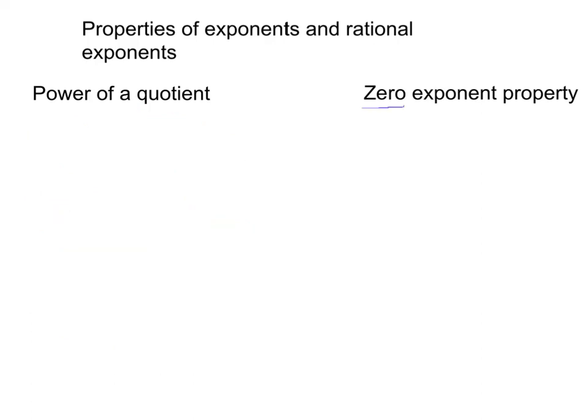Lastly, we have zero exponent property. When raising a base to the 0 power, the result is 1. For example, if we have x to a power of 2/3 times y, all raised to a power of 0, that equals 1.